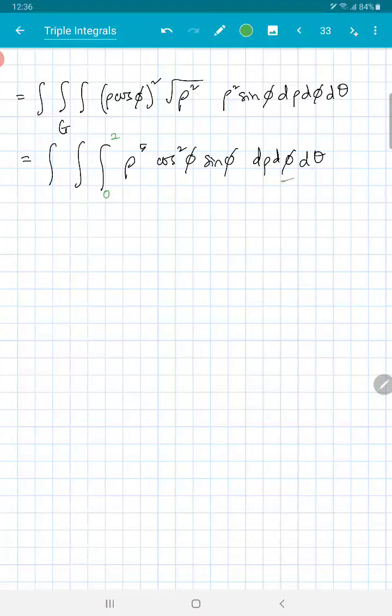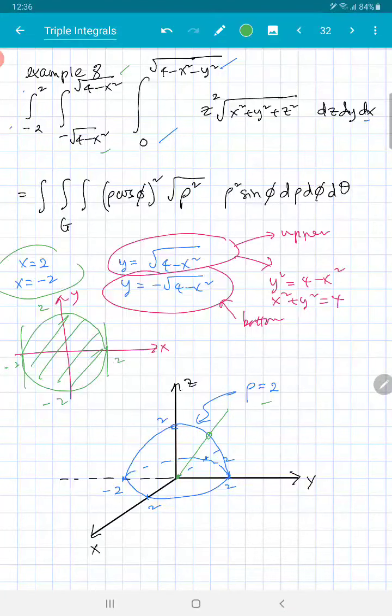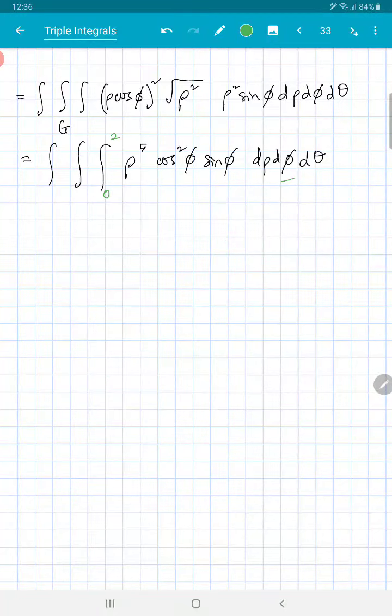Now let's get the limits for phi. Remember how you measure phi. You measure it from the positive z-axis, and you can see that it stops on the xy plane. It starts on the positive z-axis and then it stops on the xy plane. So the angle there is pi over 2. So the limit for phi is from 0 to pi over 2.